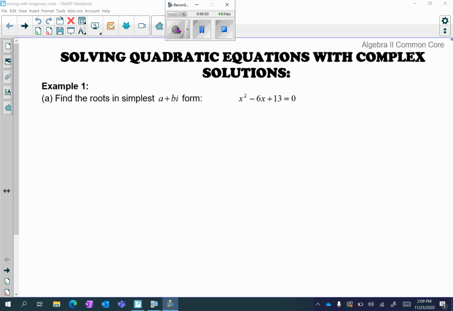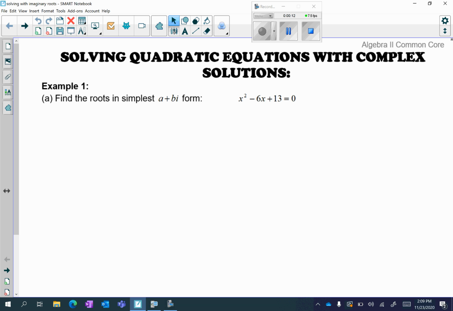Solving quadratic equations with complex solutions. Find the roots in simplest a plus bi form. So simplest a plus bi form is your clue that you should be using the quadratic formula.